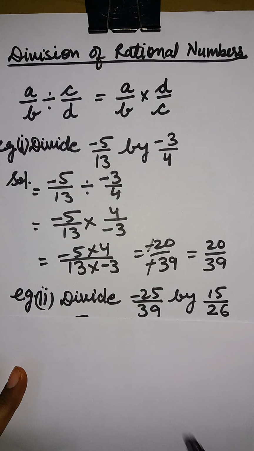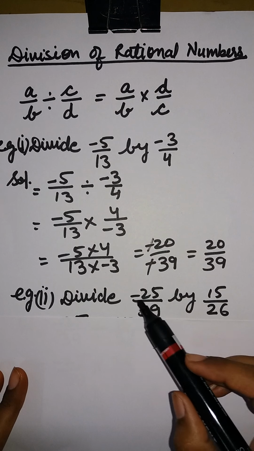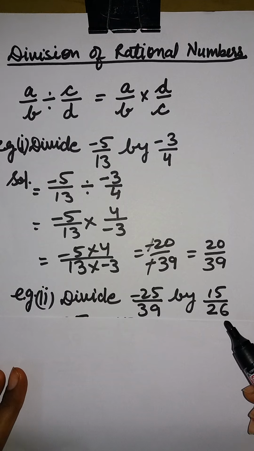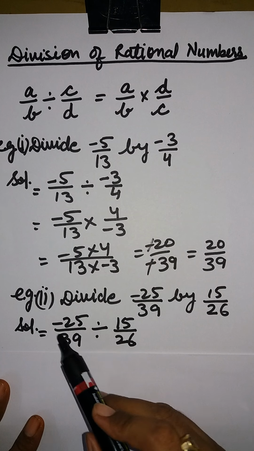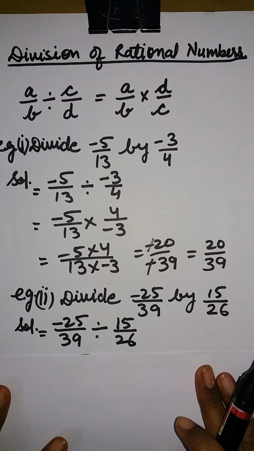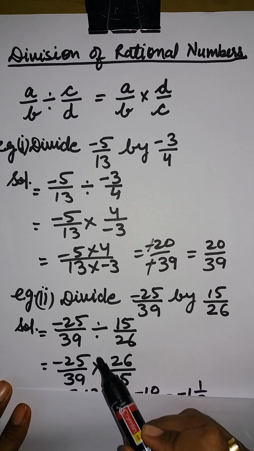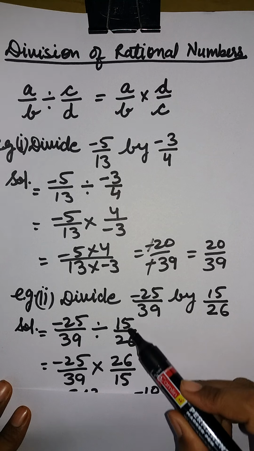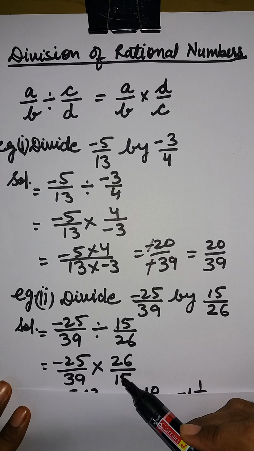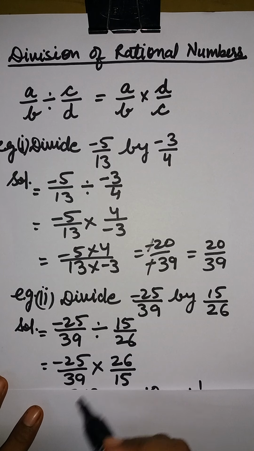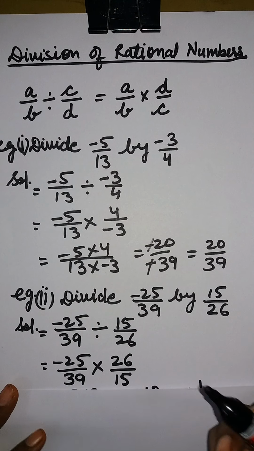Take another example. Divide minus 25 by 39 by 15 by 26. Writing in the form of division. Now change the sign of division into multiplication and write the reciprocal of the divisor, we can say. And now find out if there is any common factor. Cut and cancel with them.